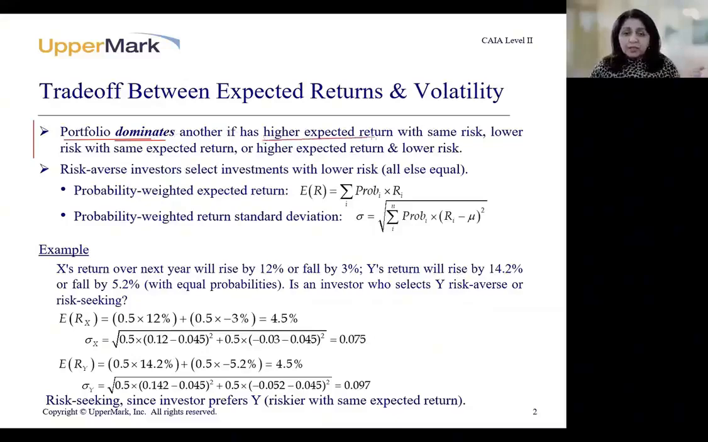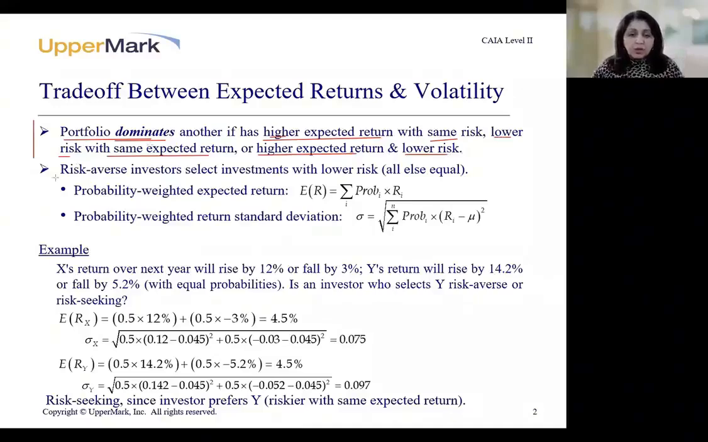A portfolio is referred to as dominating another portfolio if its expected return is higher and has the same level of risk, or it could have lower risk and the same return, or it could have higher return and lower risk. So any combination like that would basically describe one portfolio dominating another.